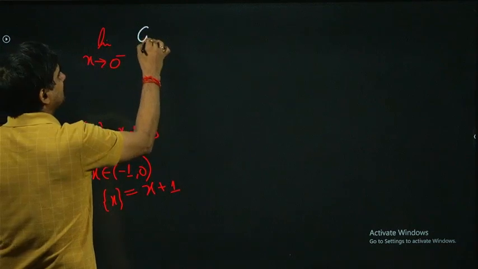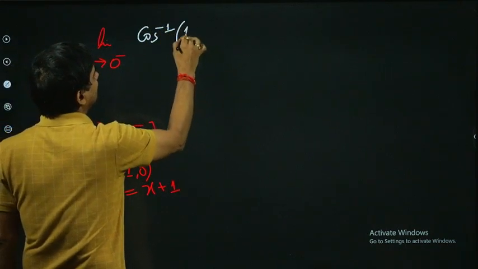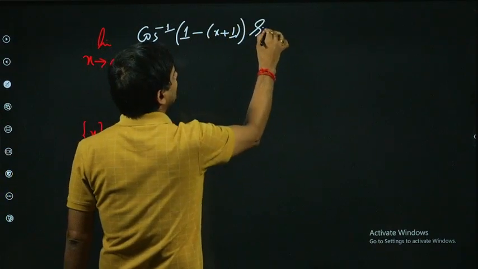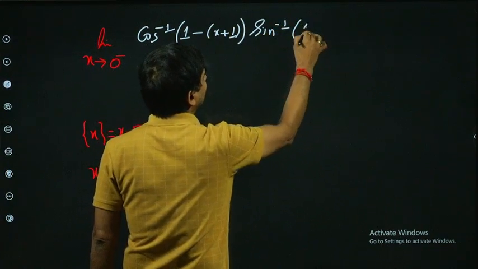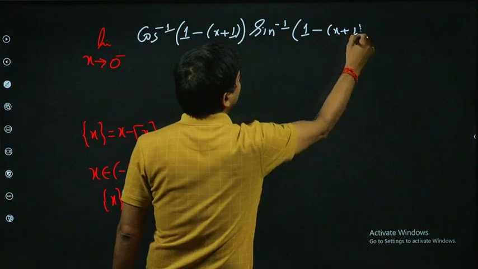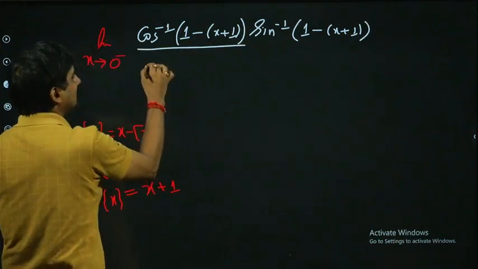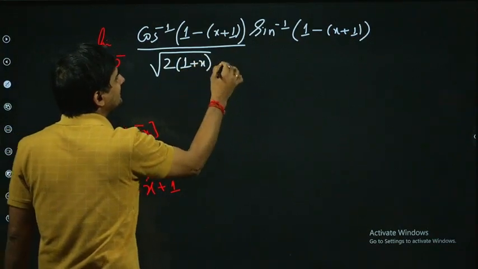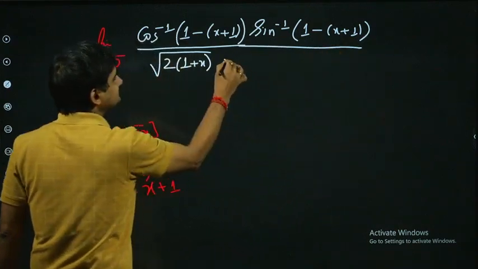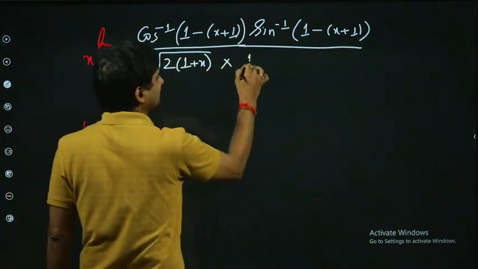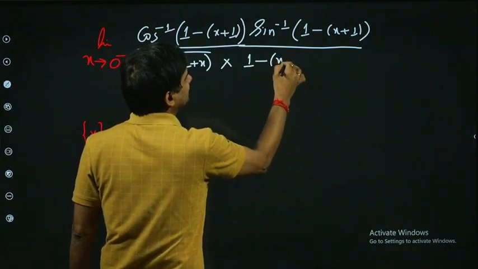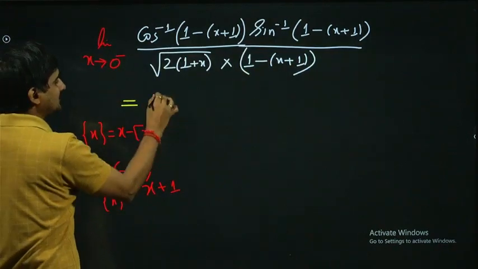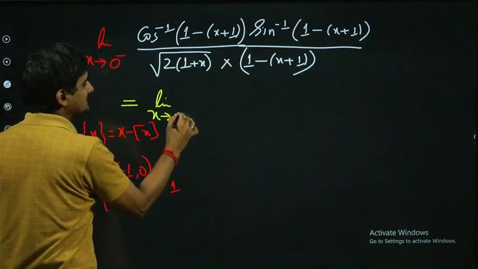So what will I write? Okay, I will write cos inverse of 1 minus fractional part of x, which is x plus 1 here बच्चों, into sine inverse of 1 minus fractional part of x, which is 1 minus x plus 1 here, isn't that, upon under root of 2 times fractional part of x, which is 1 plus x, no big deal, and then again into 1 minus fractional part of x, so 1 minus x plus 1. Okay, now just try to solve it. Okay, so I think that's a done deal. Now you can easily do it.